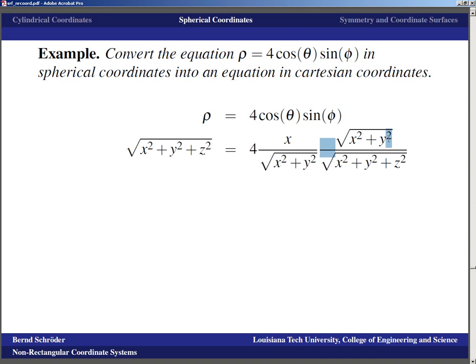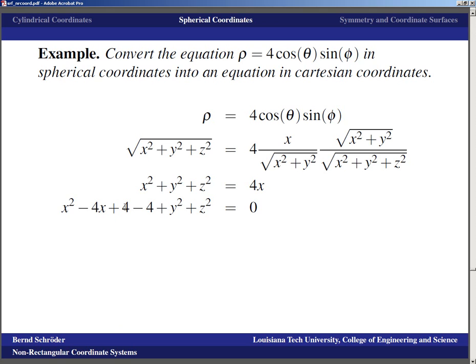Now we realize that this square root of x squared plus y squared cancels with this one, and we can multiply the square root of x squared plus y squared plus z squared over. And so what we end up with is x squared plus y squared plus z squared equals 4x, which ought to be a sphere, and we can actually work that out, because if we bring the 4x over and complete the square, we get x squared minus 4x.